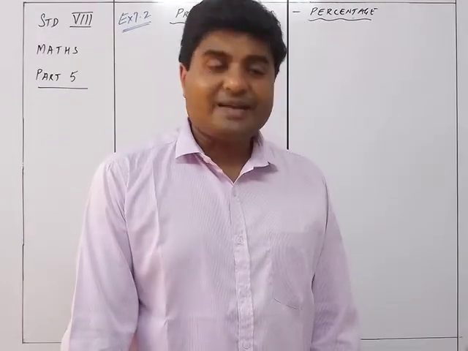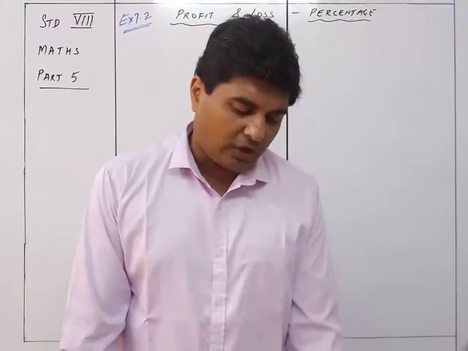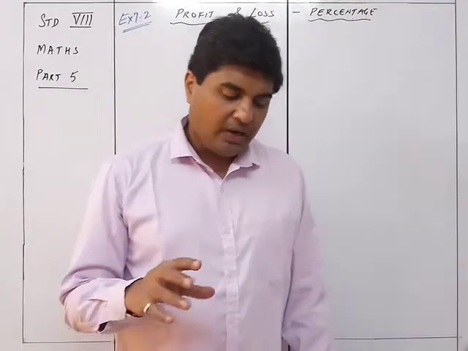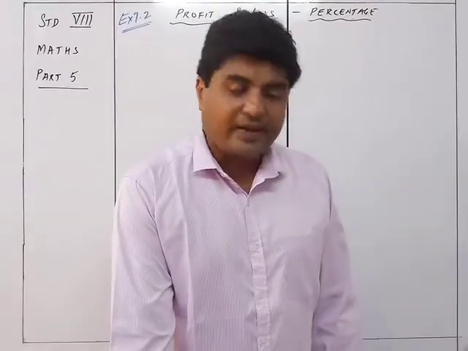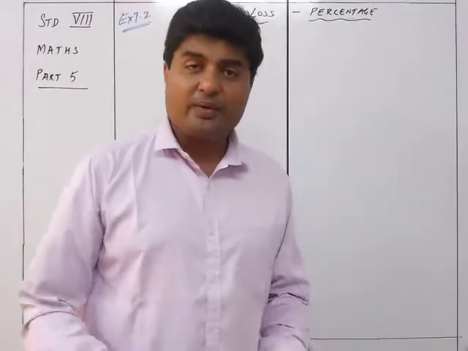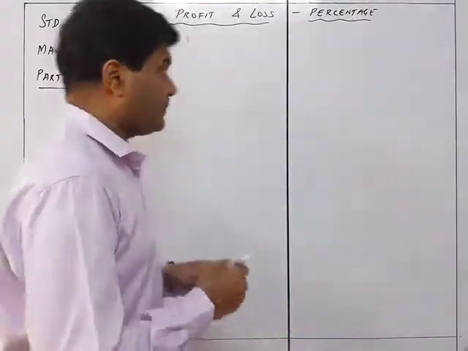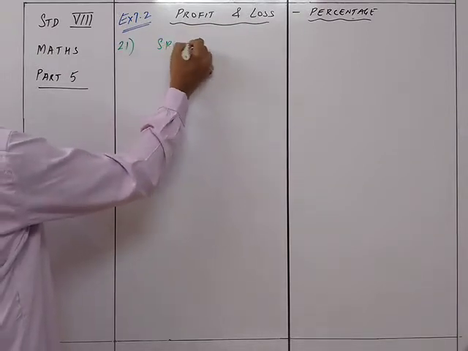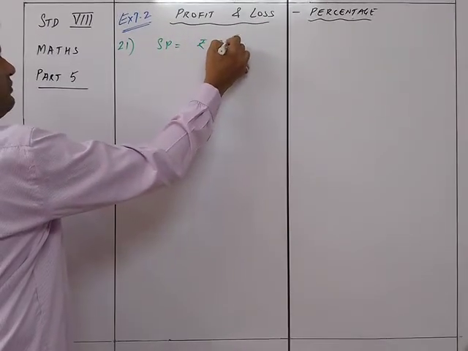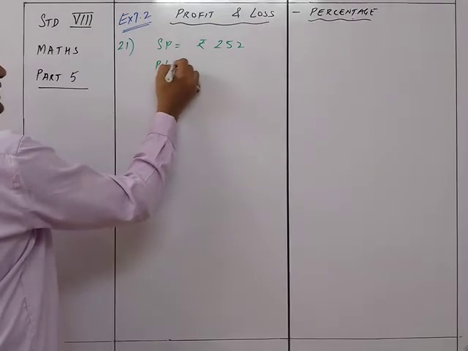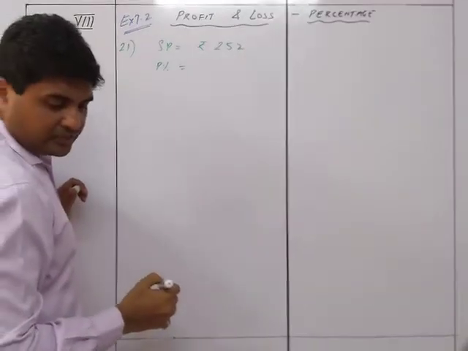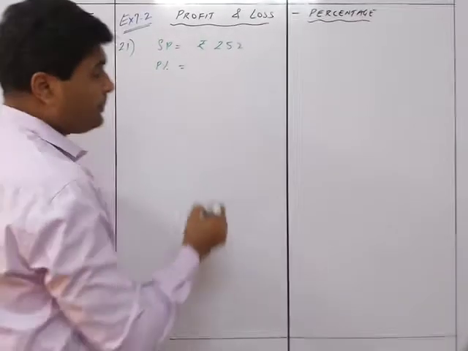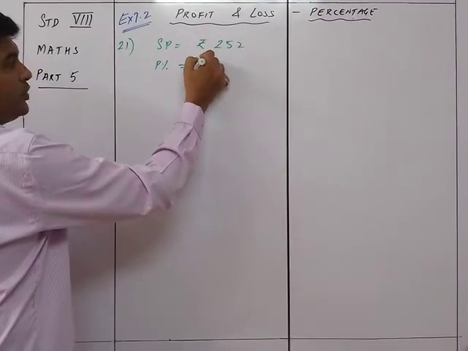By selling a tie for rupees 252, a shopkeeper gains 5%. At what price should he sell the tie to gain 35%? So again, the same way we are given the selling price. In sum number 21, again it is the same thing: SP is given to me as rupees 252 and the profit percentage is given to me as 5%. So this is what is given to me.